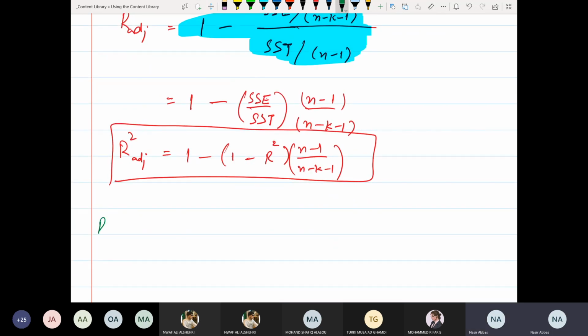Any question? Doctor, shall we take the square root of the R? No square root. No square root. It is always the positive thing.